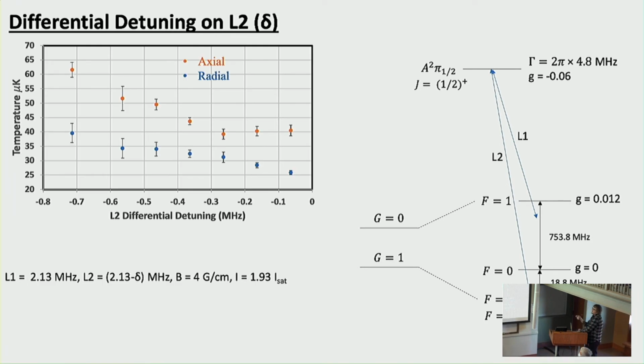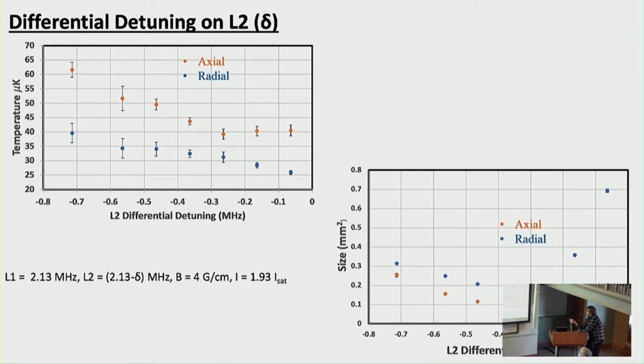Now we get to a very, very interesting set of data. I'm going to call this the differential detuning on L2. We're setting the common detuning between L1 and L2 fixed, and then dithering around L2 at different detunings. And 0 is going to be two-photon resonance for a lambda-enhanced gray molasses. What you're going to see is that the temperature in the radial direction is decreasing as we get closer and closer to two-photon resonance. The axial is plateauing, but the axial has a field gradient that's twice as high, so I would expect it to decay slower.